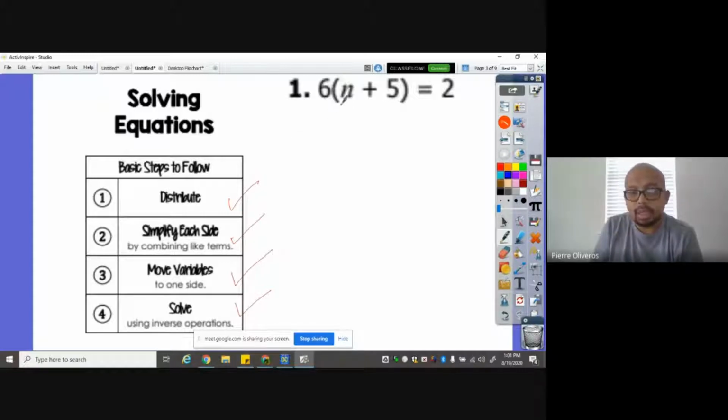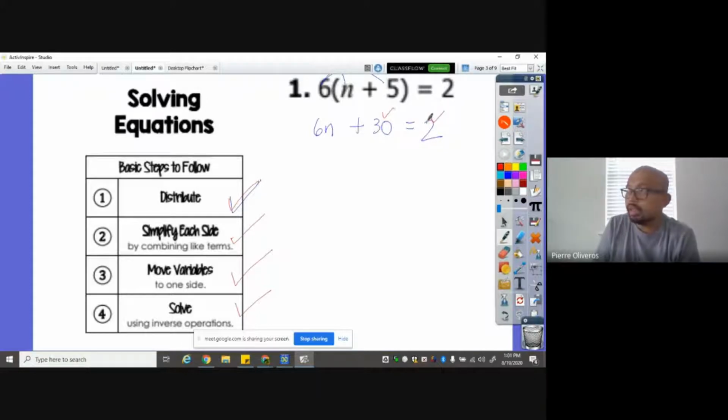6 times the quantity n plus 5 equals 2. Like in the basic steps here, there's a parenthesis involved, so we're going to distribute. I'm going to distribute the 6. When I say distribute, you're going to multiply. 6 times n is 6n. 6 times 5 will give you 30. Is equal to 2. There's no other like terms here except the 30 and the 2.